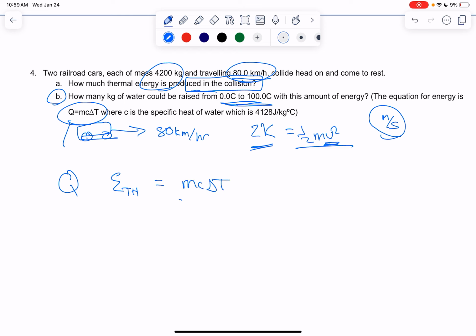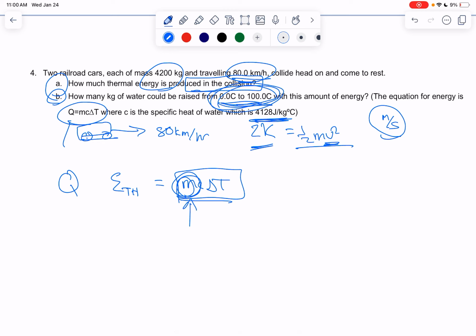And the question is, what mass? So once you know this number from part A, you're going to set that equal to m times c times delta T, and you're going to solve for m. The c is given as this 4128 number. The change in temperature is from 0 to 100 degrees Celsius, so that's 100 degrees. You're going to solve for m. As a side note, it's not a very big number, so don't panic if you don't see a big number. That's how you do it.